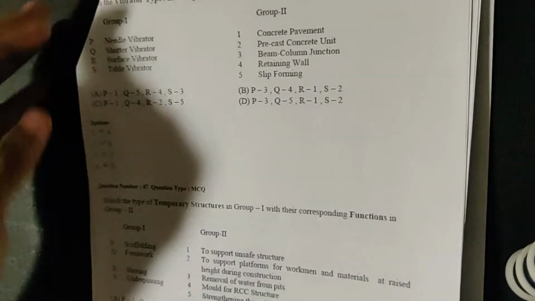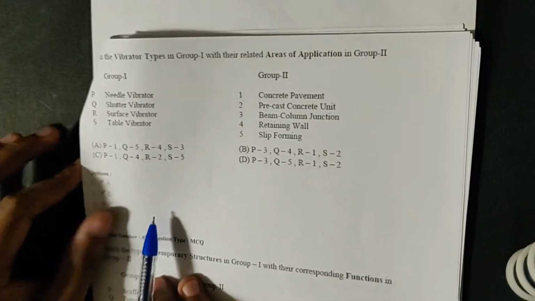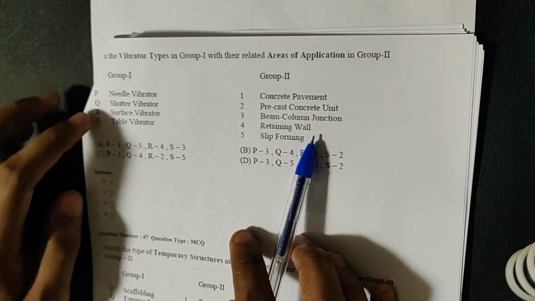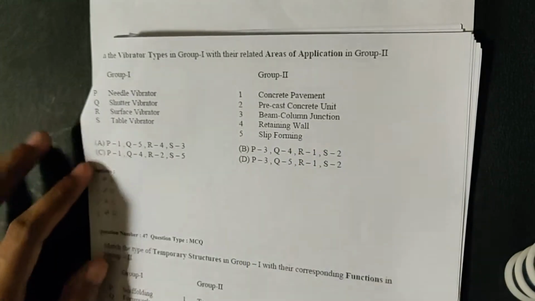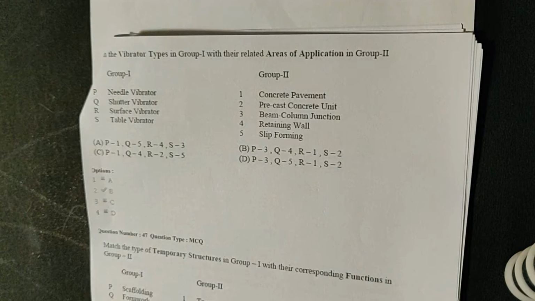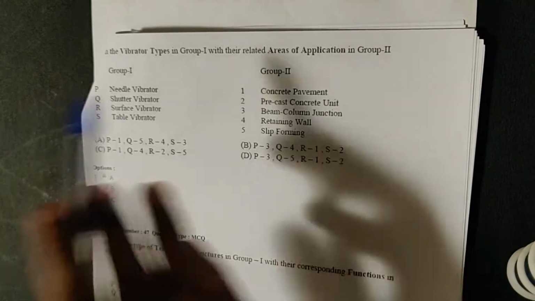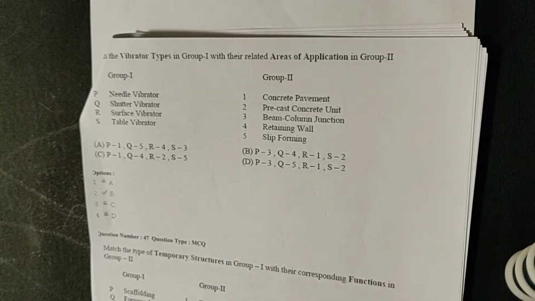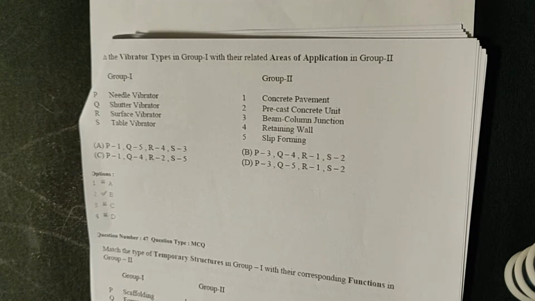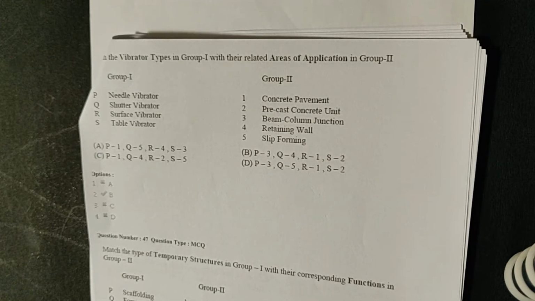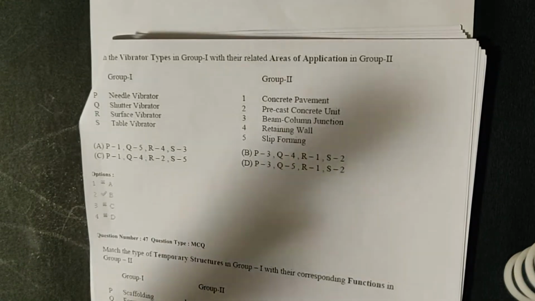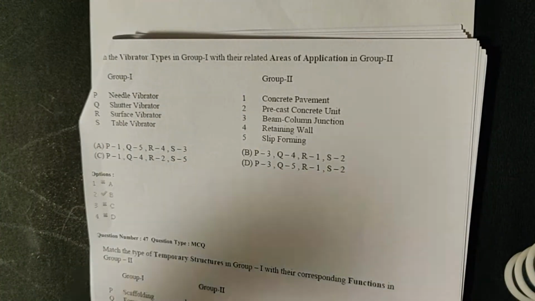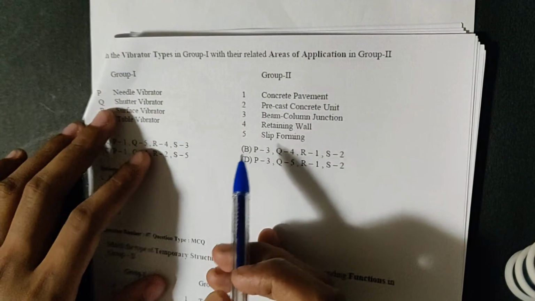Next question is, we've been provided with some types of vibrators and you have to tell us where they apply. We've got needle vibrator, shutter vibrator, surface vibrator and table vibrator. First I'll be discussing where they are used, and then I'll show you their pictures as well. Needle vibrators are used in those parts of a building where you try to have negligible air bubbles, in areas which take up the maximum load, which is your columns and your slabs.